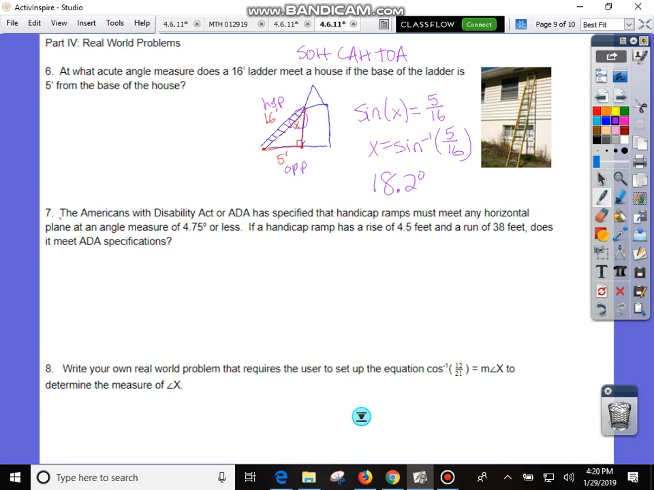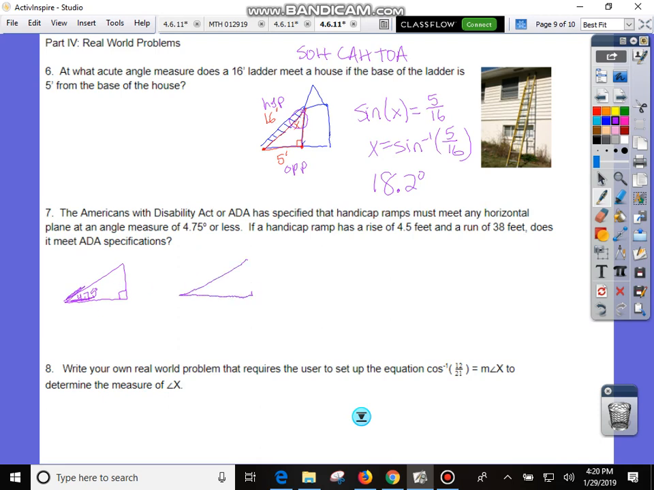Number 7, and again, feel free to pause this and try it out and then come back to it. The Americans with Disability Act, or ADA, has specified that handicapped ramps must meet any horizontal plane at an angle measure of 4.75 degrees or less. If a handicapped ramp has a rise of 4.5 feet and a run of 38 feet, does it meet the ADA specifications? So we kind of have 2 drawings in this picture, because we have one where we know that it has to be this, so 4.75 degrees or less is right there. So the ramp meets a horizontal plane. So here's my horizontal and my ramp. That's what I know I want it to be.